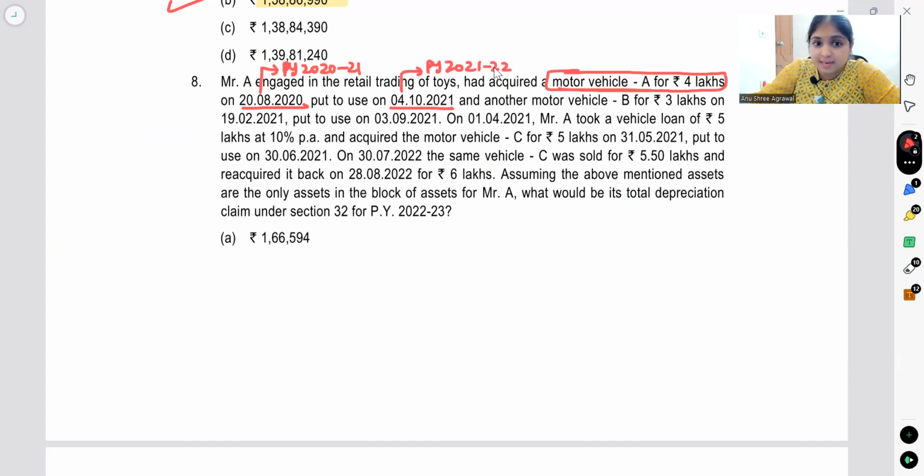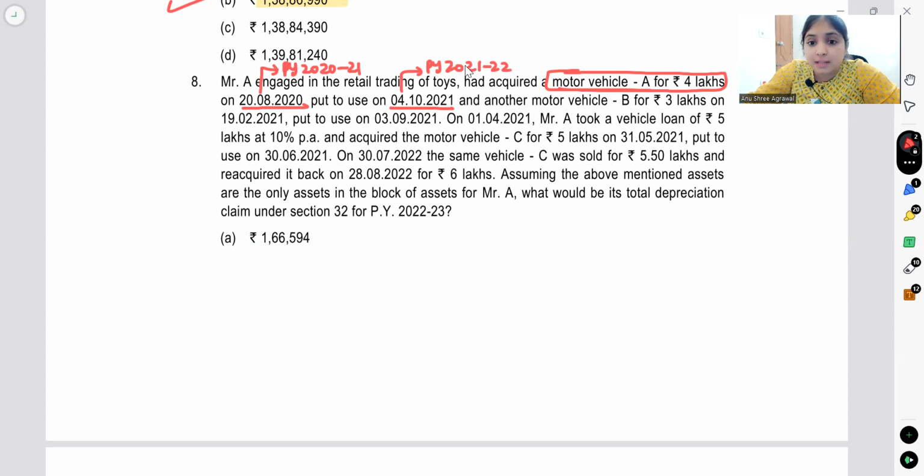See, in cases like this, in 2021 it will enter the block. But only 21-22 onwards you will start claiming depreciation, because you know very well that you claim depreciation only after you put the asset to use. It was put to use in 21-22, and therefore you will claim depreciation only 21-22 onwards. But because it was acquired in 2021, it will enter the block in 2021.